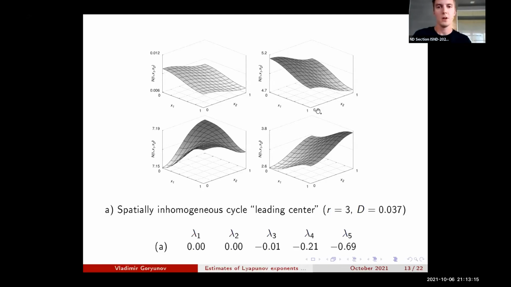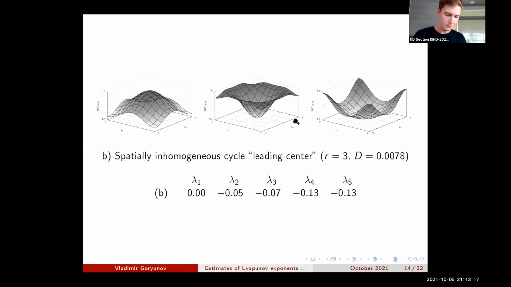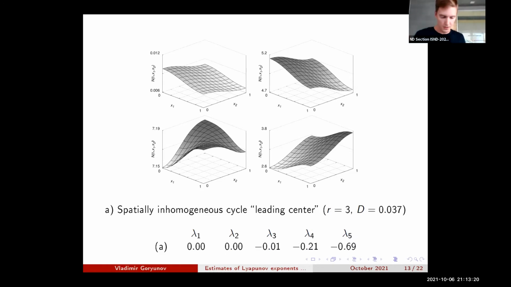So, okay, next mode. As we see, the second Lyapunov exponent is close to zero, and the third is near the zero value, because the value of the diffusion coefficient is close to its critical value, 0.0373. So we observe some kind of quasi-stable behavior. This effect disappears if we reduce the diffusion value, so the second Lyapunov exponent separates from zero.